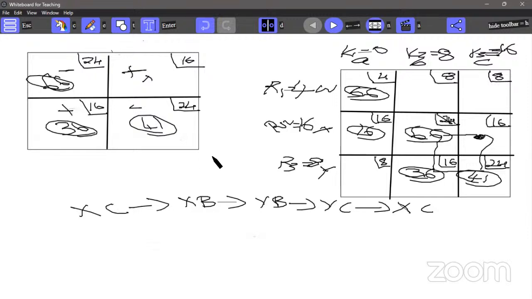Out of 41 and 66, which is the smallest number? 41. So what I'll do is, I will remove 41 from here and put it here. Are you getting the point? I'm removing 41 from here, putting it here. Did you understand? Yes, ma'am.